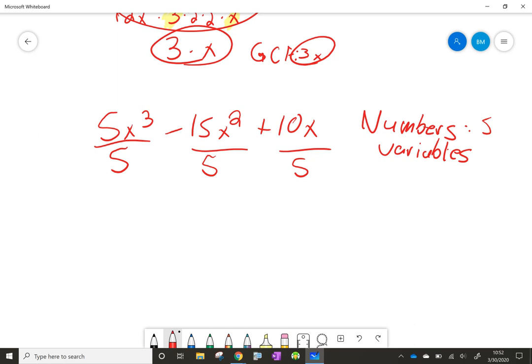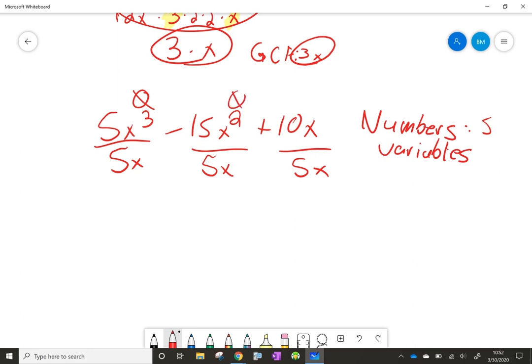Now let's look at the variables. What's the most they have in common with variables? The first term has x to the third, which means it has 3 x's. The second term has x to the second, which means it has 2 x's. And then the last term just has x, so it just has 1x. So as far as what they have in common, they each have 1x in common. They each have at least an x. They don't all have 3 x's like the first term has. They don't all have 2 x's like the second term has, but they do all have at least an x, right? Obviously, the first term has a few more than that. It's got a couple extra.